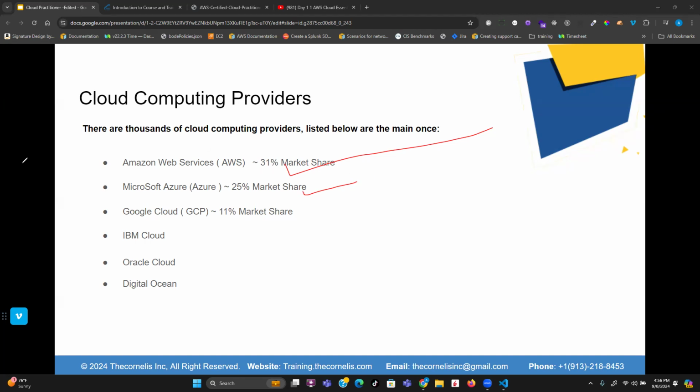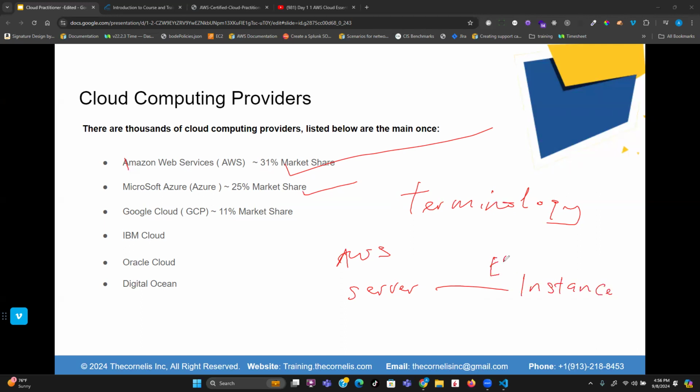But one thing I can tell you is that when you learn any one of them, you are as good as knowing the others, because they are all the same. What is different between them is just the terminology. For example, if you are talking about a server in AWS, we call it an instance, or if you want to pronounce it fully, you say EC2. They call it an EC2 instance. That is what they refer to as a server.